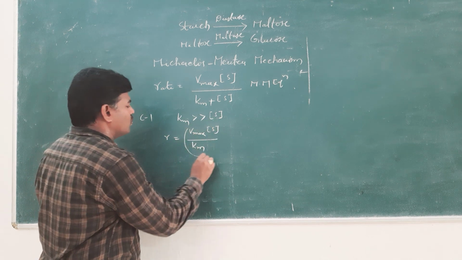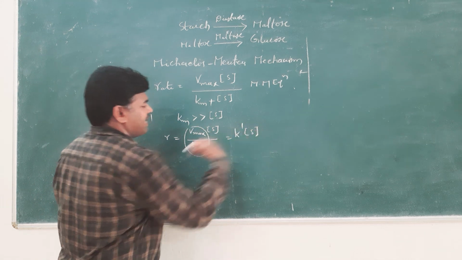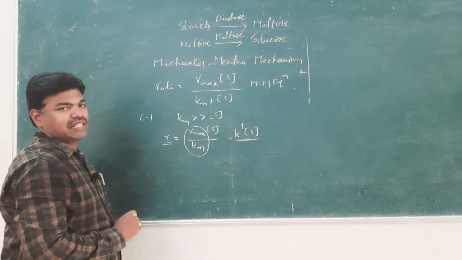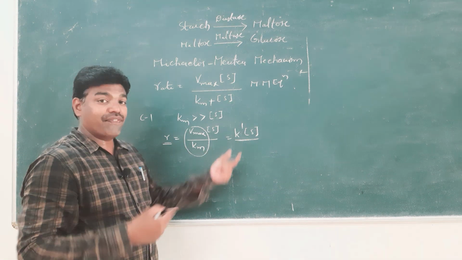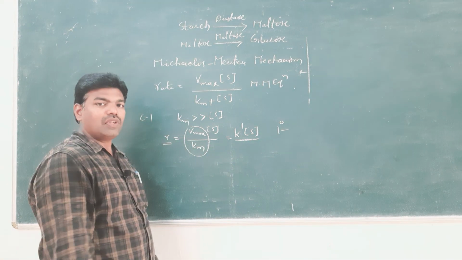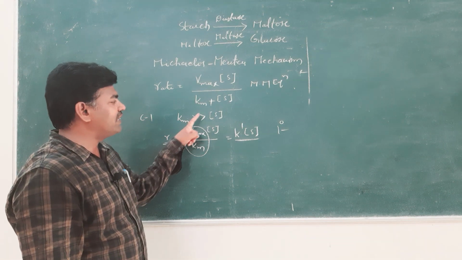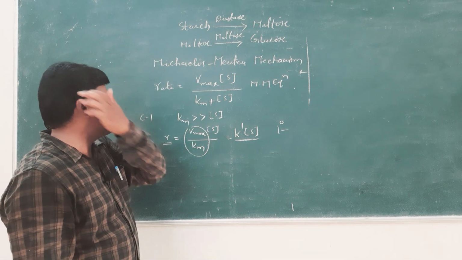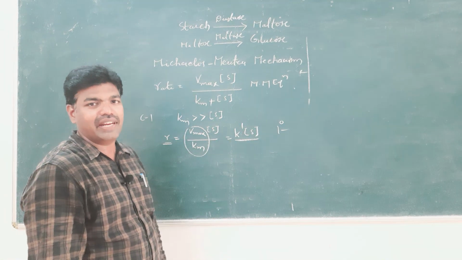We can write these two constants as K dash, so rate is equal to K dash into concentration of S. From this rate equation, we can interpret that this is a first order rate equation. When Km is greater than the substrate concentration, according to Michaelis-Menten mechanism, the enzyme catalytic reaction follows first order kinetics, right?